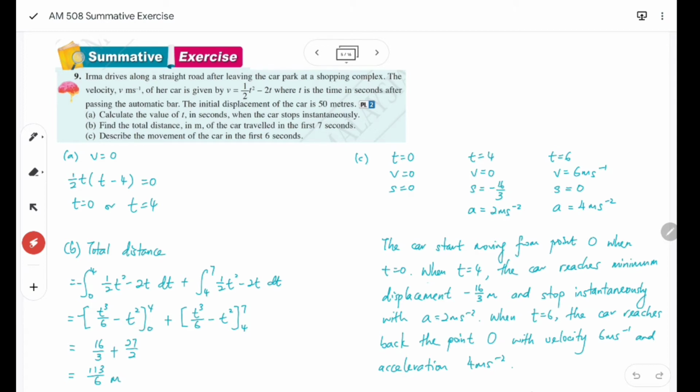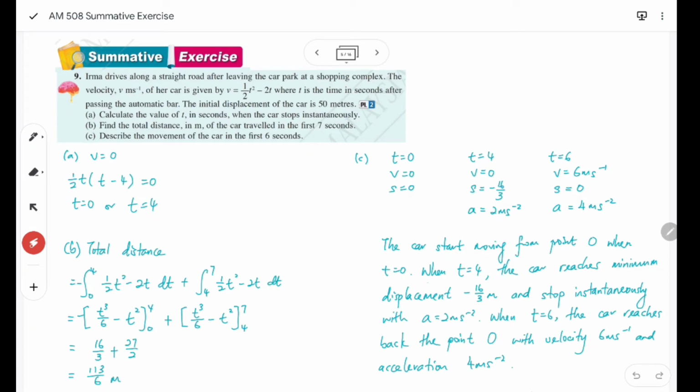So when the car stops instantaneously, it means v equals 0. So our function of velocity equals 0, and we factorize 1 over 2 t, we get t minus 4 equals 0. So we get t equals 0 or t equals 4. So the car stopped instantaneously at t equals 0 or t equals 4.